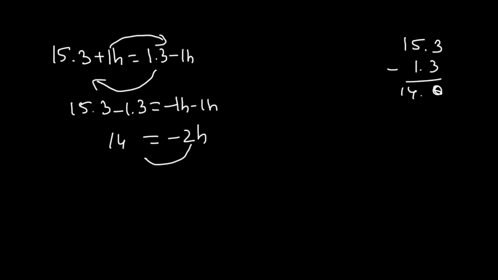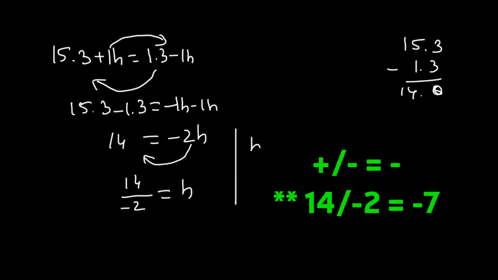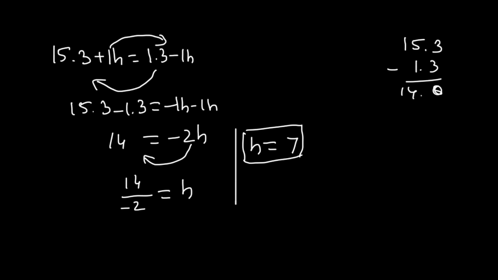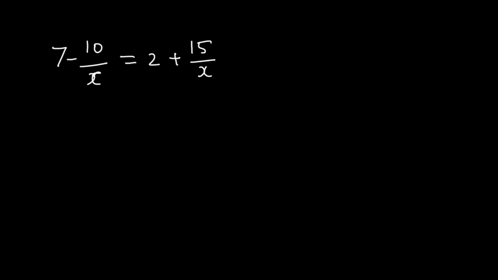We'll be transposing the minus 2 there. So 14 by minus 2 is equal to h, and h is equal to 7. Simple, right? You just divided, you just transposed it. You just need to know a little bit about decimals, how to subtract them or add them, and you get the answer.